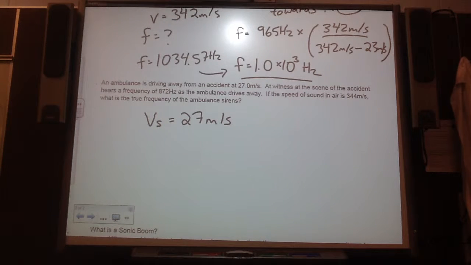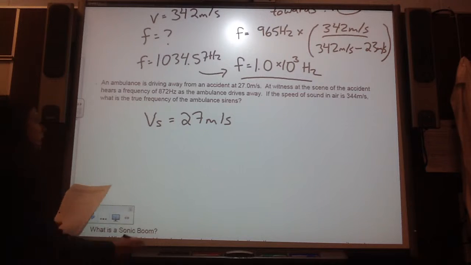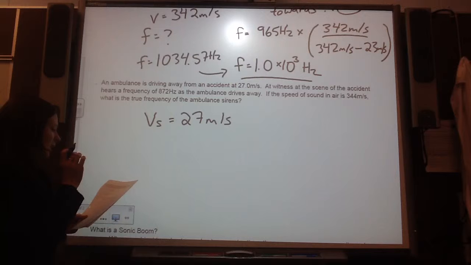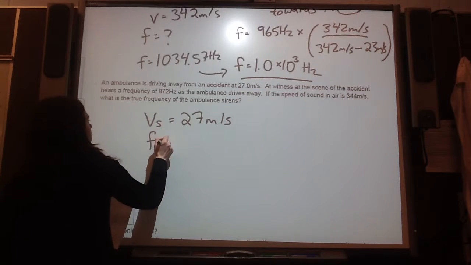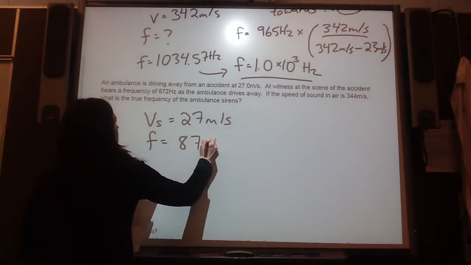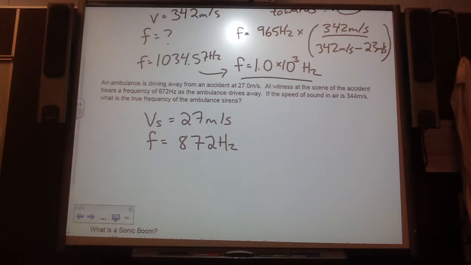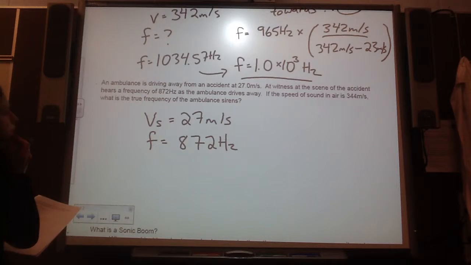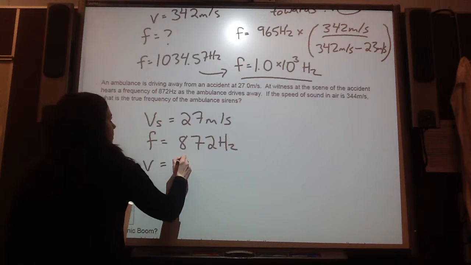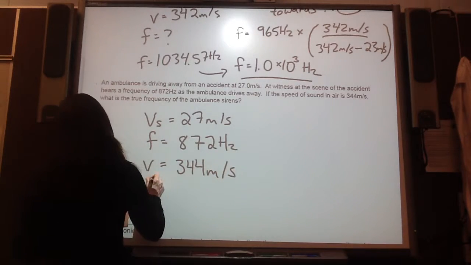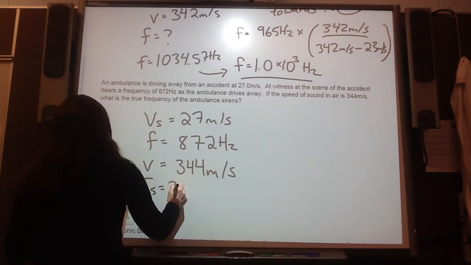A witness at the scene of the accident hears a frequency of 872 hertz. So that is the perceived frequency. So that's what they're hearing, 872 hertz. So that's just F, not Fs. That's not the true frequency. And if the speed of sound in air, so that's just V, is 344 meters per second, what is Fs?